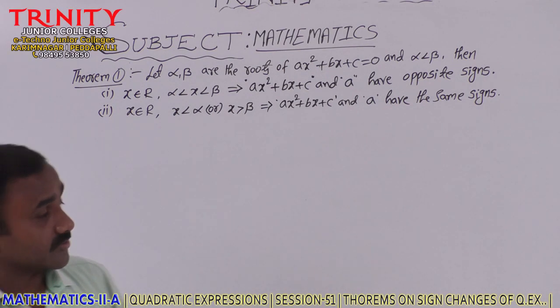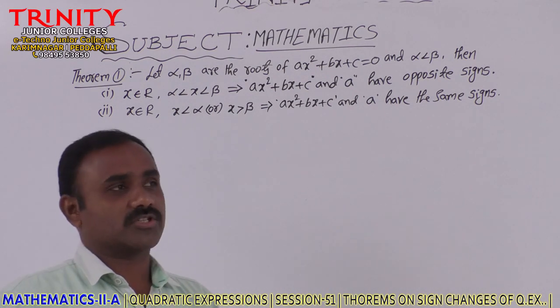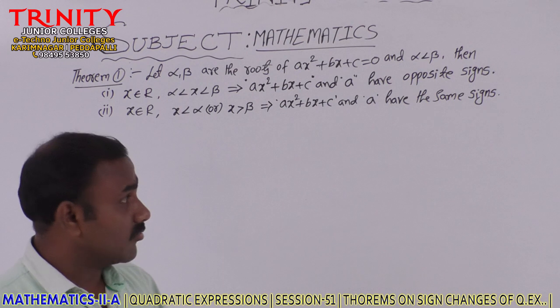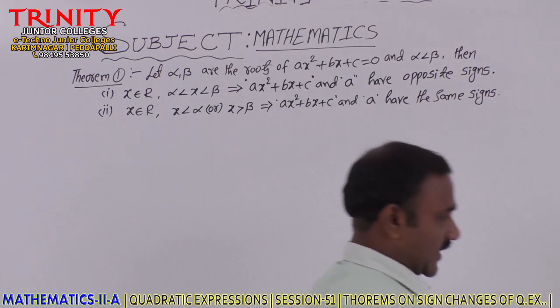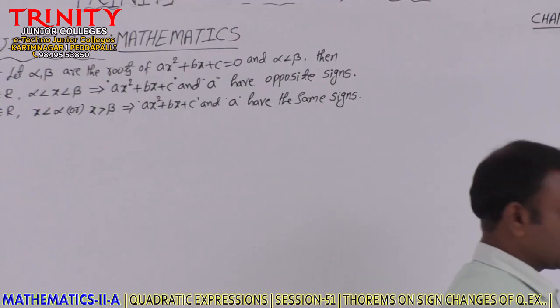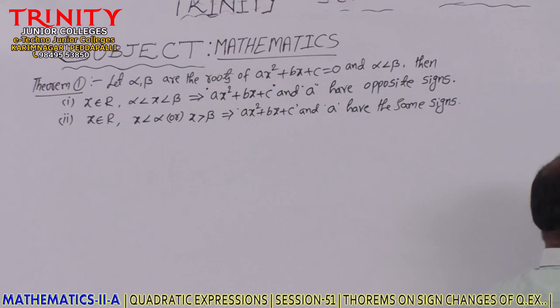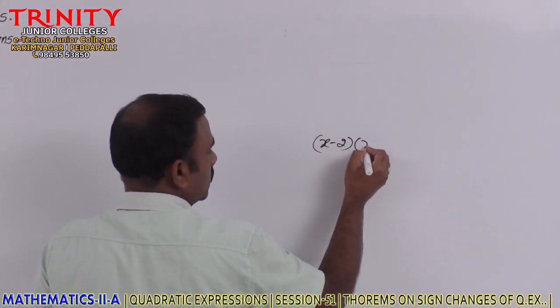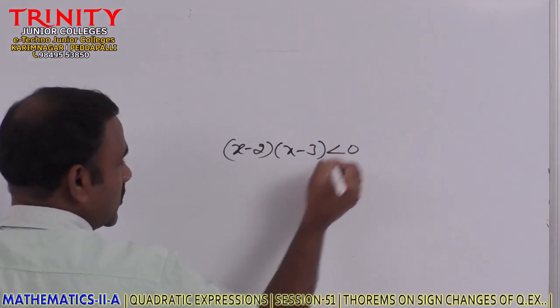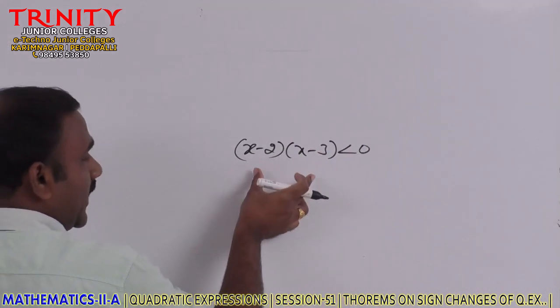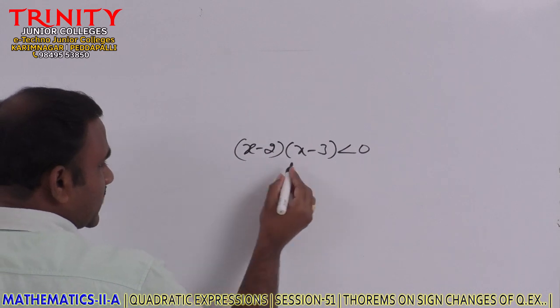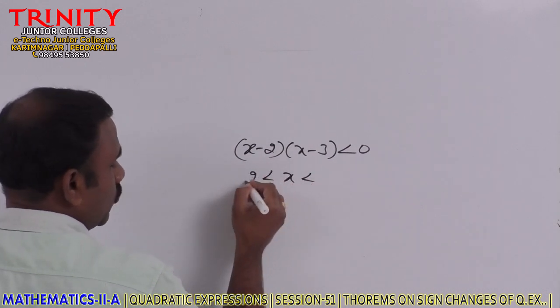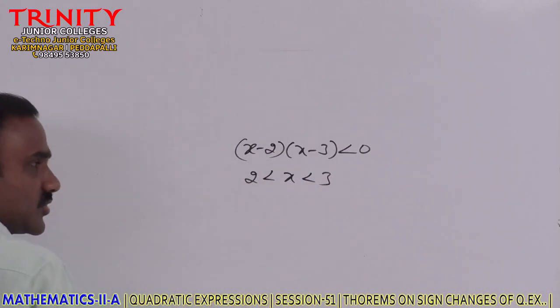Students, we are discussing the topic quadratic expressions and equations. Already we have discussed the topic signs of quadratic expression. There we did the problems. Suppose (x minus 2) into (x minus 3) less than 0, then the values of x lie in between 2 and 3. We have discussed that, or not?